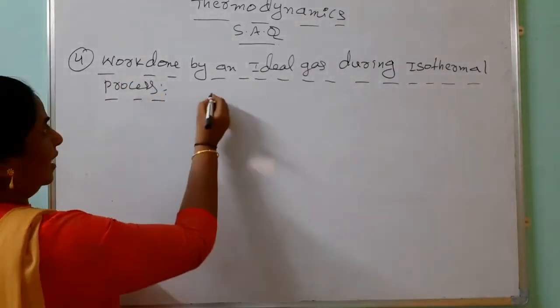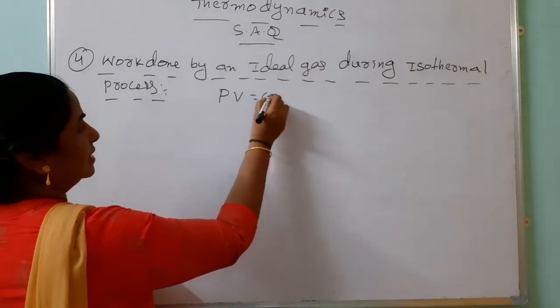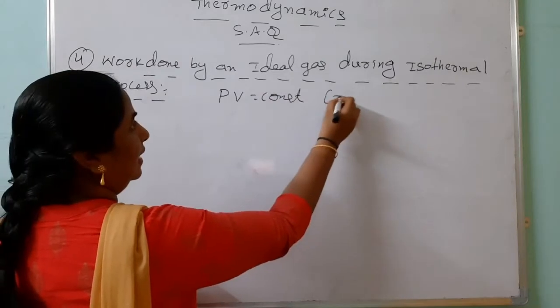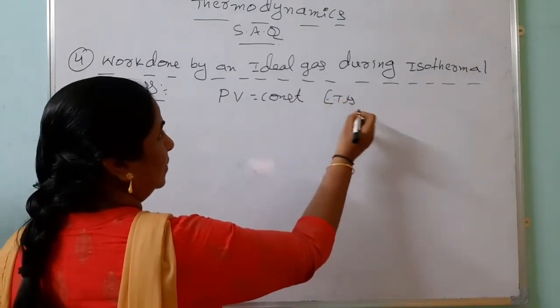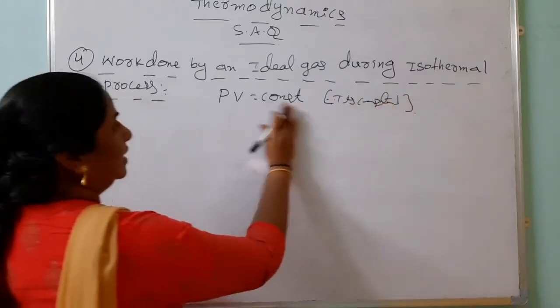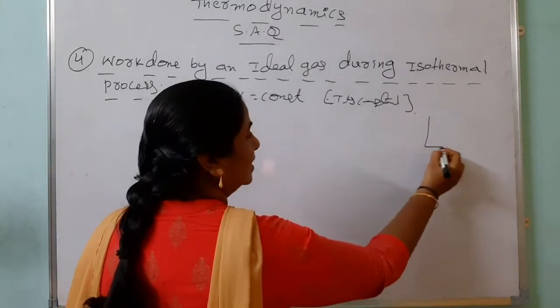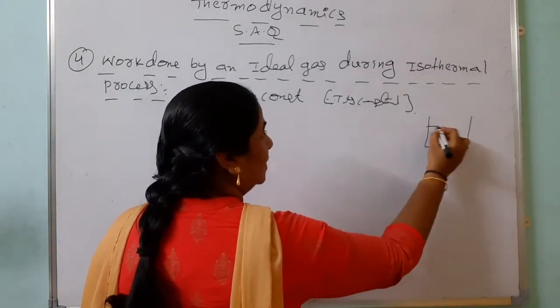Look, here all gases obey Boyle's law. PV equals constant. At constant temperature, pressure is inversely proportional to the volume. So this is called which law? Boyle's law. Just consider that one cylinder is there and one piston is there.